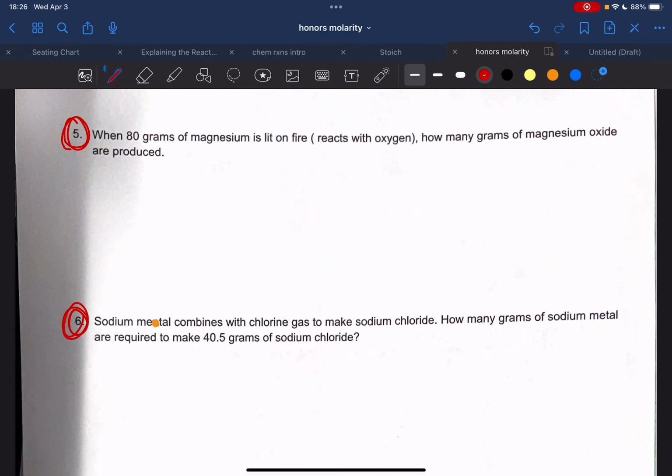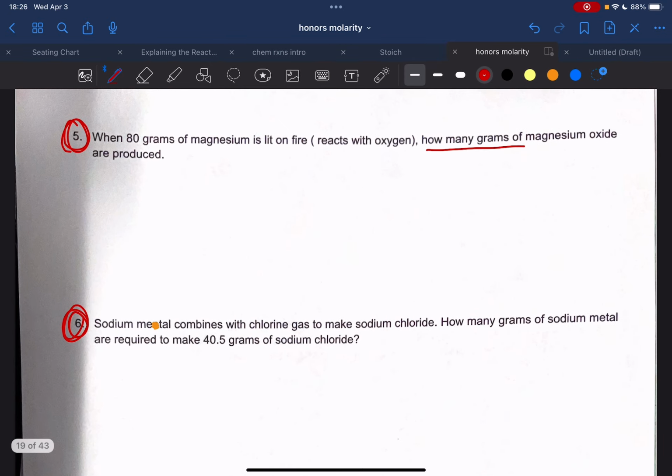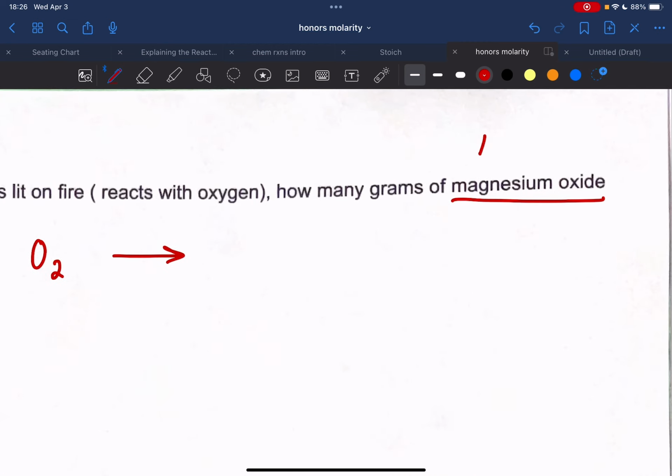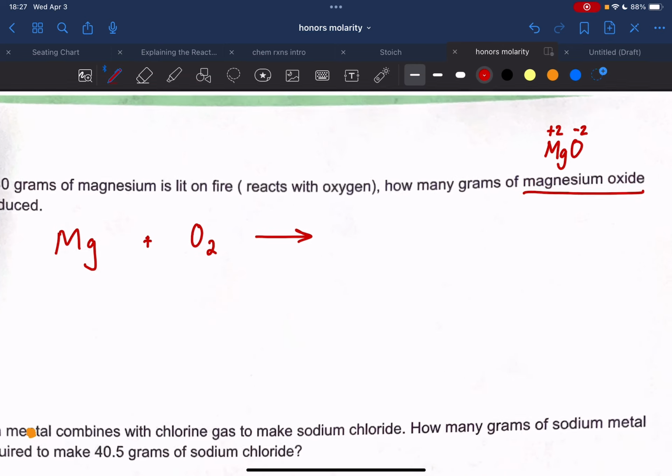This is asking how many grams of magnesium oxide are produced when 80 grams of magnesium is lit on fire, which we are told here means that it is reacting with oxygen. So I know that my reactants here are going to be magnesium and oxygen, because those are the things that are reacting. And we also know the product is going to be magnesium oxide. I know the formula for magnesium oxide is just MgO, because magnesium has a +2 charge and oxide also has a -2 charge. So those charges cancel out, just MgO.